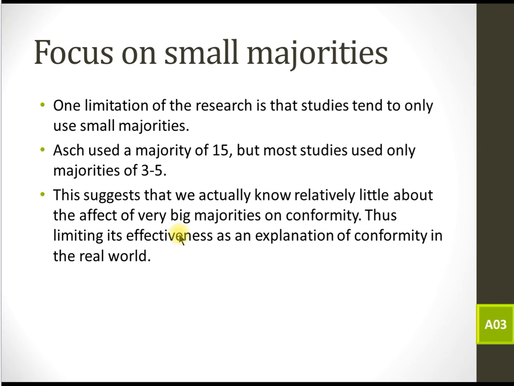Focus on small majorities. Another limitation of the study, so these are all evaluation points for Asch's original experiment and some of his subsequent ones as well, is they tend to focus on small majorities, 3 to 5. In one case, Asch used 15, but really not much more than that.